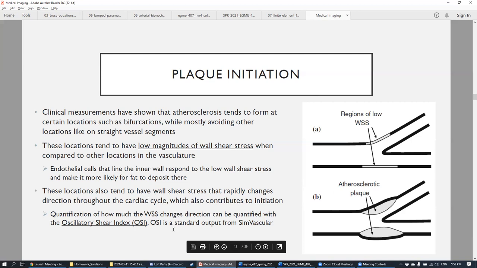Another metric that people have come up with is not only low wall shear stress, but places where plaque tends to build up are places where the wall shear stress tends to oscillate. What I mean by oscillate is when the wall shear stress tends to change direction. There's a metric for this as well. It's called the oscillatory shear index, or OSI. OSI basically measures how often the wall shear stress vector tends to go back and forth in a particular region. You can compute OSI from SimVascular too, and that's another one of the standard outputs.